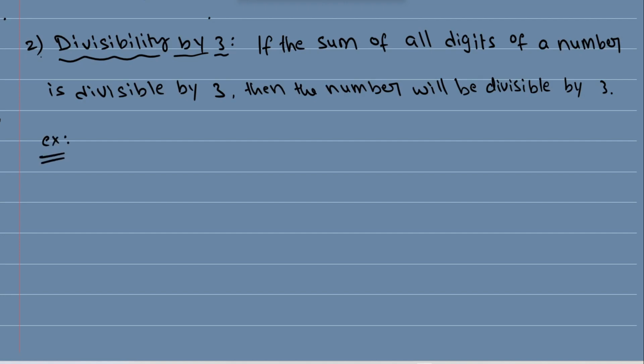Let's take an example, 432. If we want to check the divisibility by 3, we have to sum all the digits. 4 plus 3 plus 2. 4 plus 3 is 7, 7 plus 2 is 9. So 9 is divisible by 3. Like that we will check the divisibility by 3.